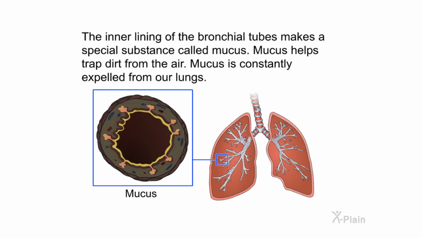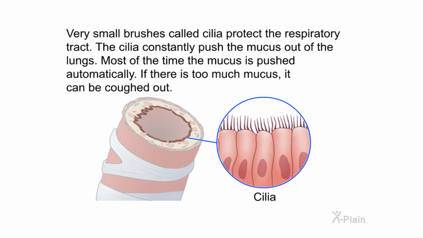The inner lining of the bronchial tubes makes a special substance called mucus. Mucus helps trap dirt from the air. Mucus is constantly expelled from our lungs. Very small brushes called cilia protect the respiratory tract. The cilia constantly push the mucus out of the lungs. Most of the time, the mucus is pushed automatically. If there is too much mucus, it can be coughed out.